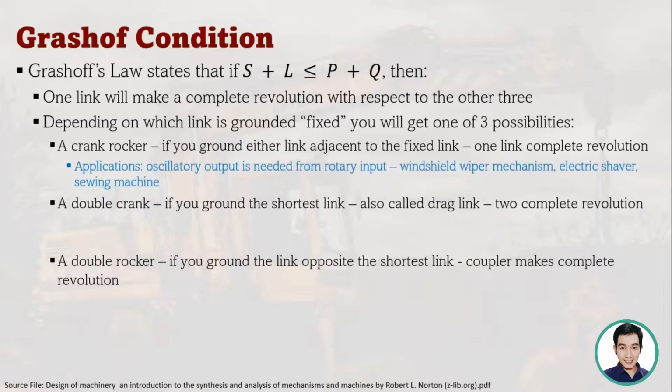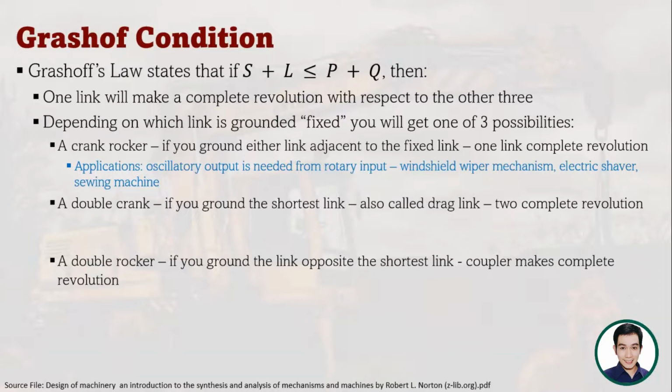So some of the application of the crank rocker is when you need an oscillatory output, meaning the output needed is oscillation or oscillatory motion, and then the needed input is rotary. So from rotary motion, you will produce an oscillatory output. An example of that is the windshield wiper mechanism. So we have the rotation of one link there actually causes the oscillation of the wiper.